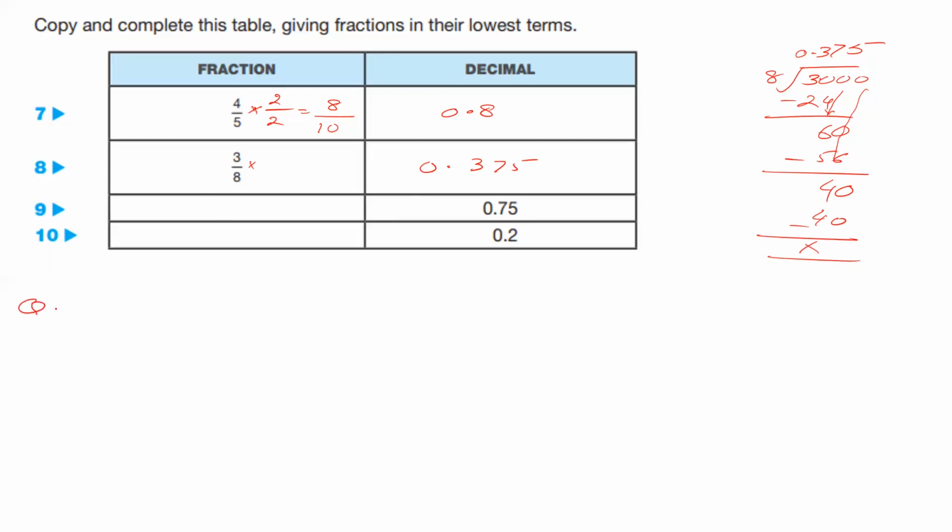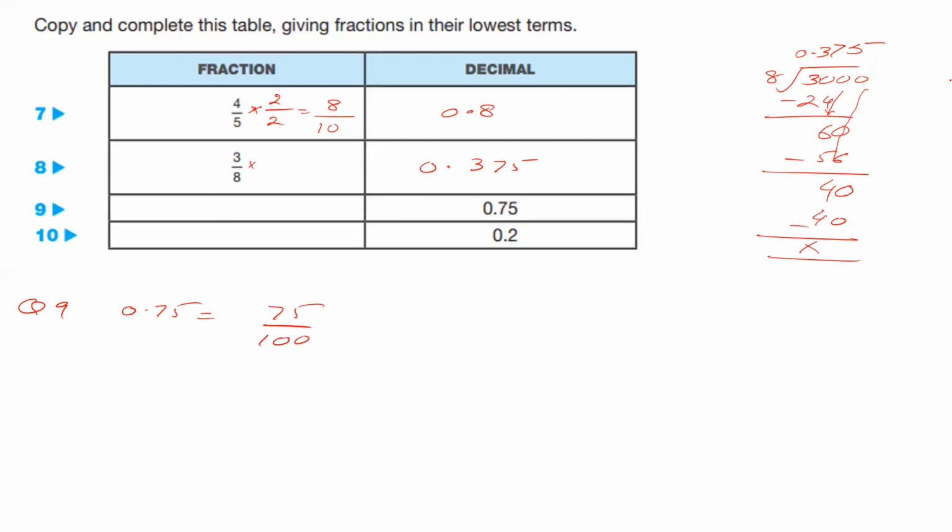Now, the other way around, we are given the decimals and we need to convert them into fractions. So here question number 9, 0.75 means 75 upon 100. As you know, we count how many digits there are after the decimal, and that number of zeros we put in the denominator with 1. So we got here 75 upon 100.